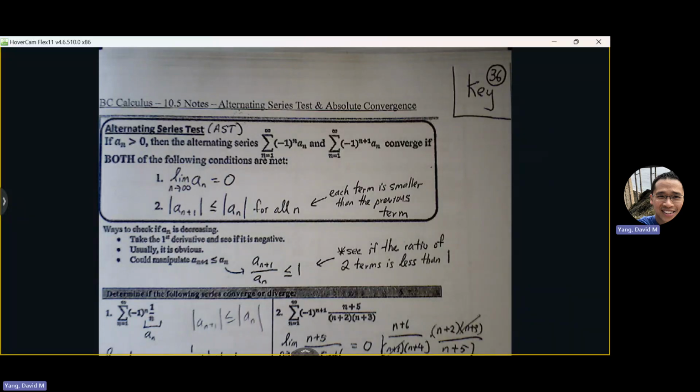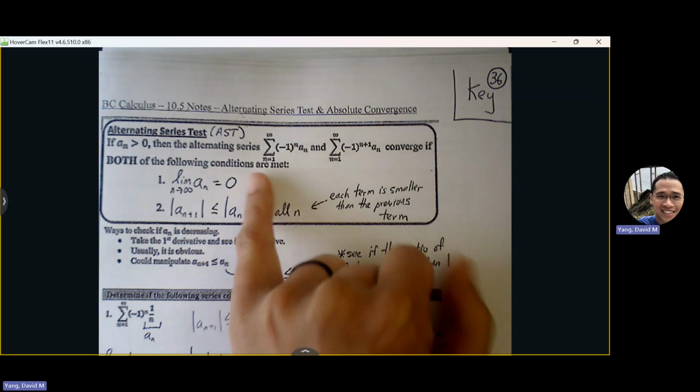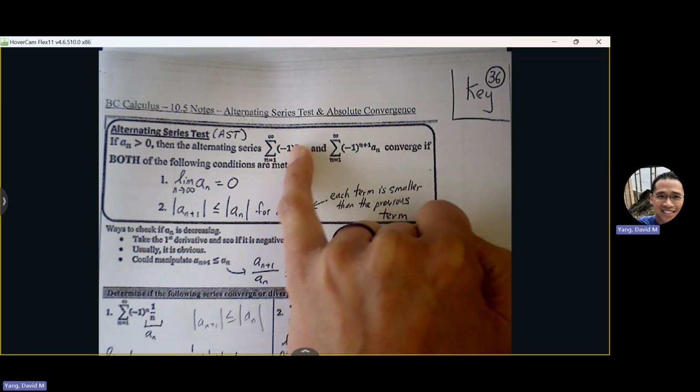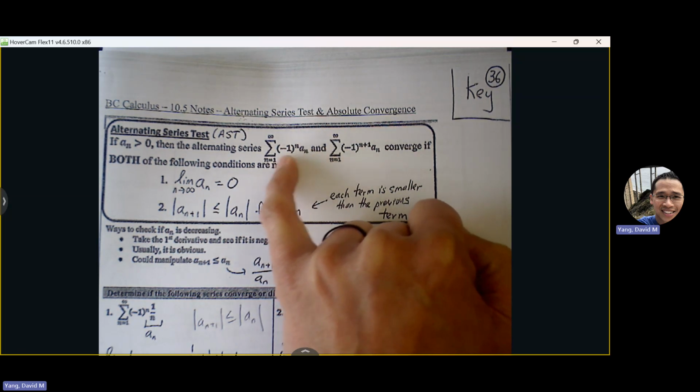So today we're talking about a new test called the alternating series test. This is where every other term is going to be subtracted. So if a sub n is greater than 0, then the alternating series of (-1)^n. So that's (-1)^n is going to just keep on alternating between multiplying the rule of sequence with -1 or with a +1, because -1 to the first power will be negative, -1 to the second power will be a positive. So this is the alternator.